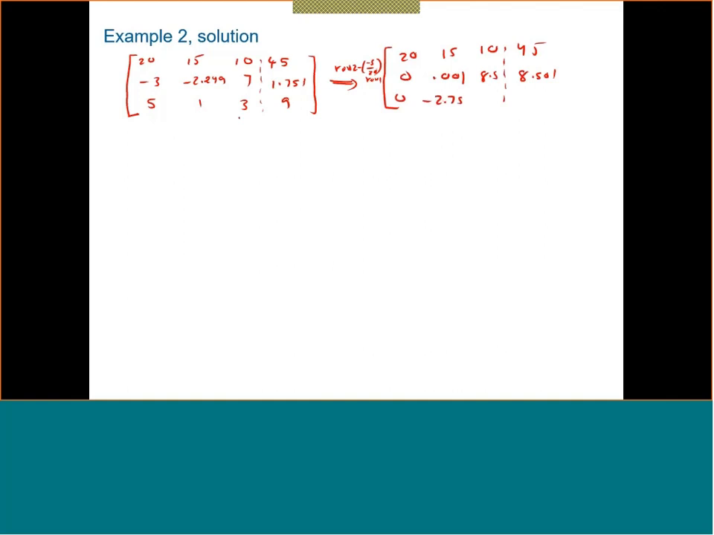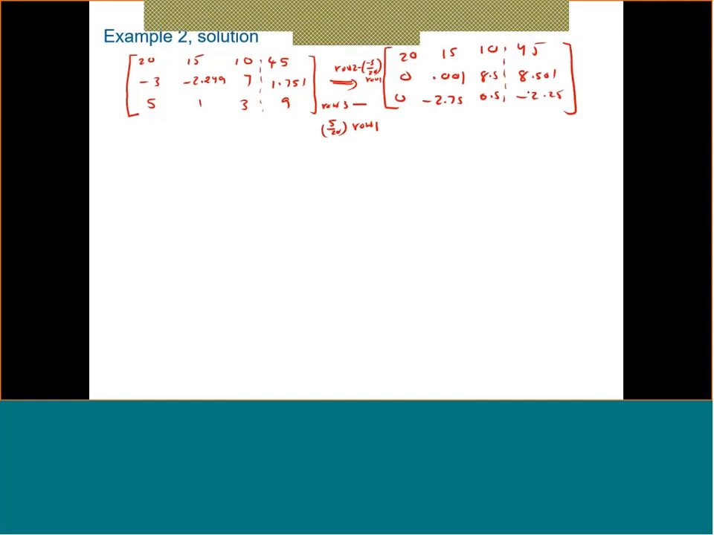For row 3 now, it will be row 3 minus 5 over 20 times row 1. As we said, we divide this by this, and then we subtract from the third row the constant that we found from this division multiplied by the whole row. And this is 0.5, minus 2.25. So now we are done with the first column.